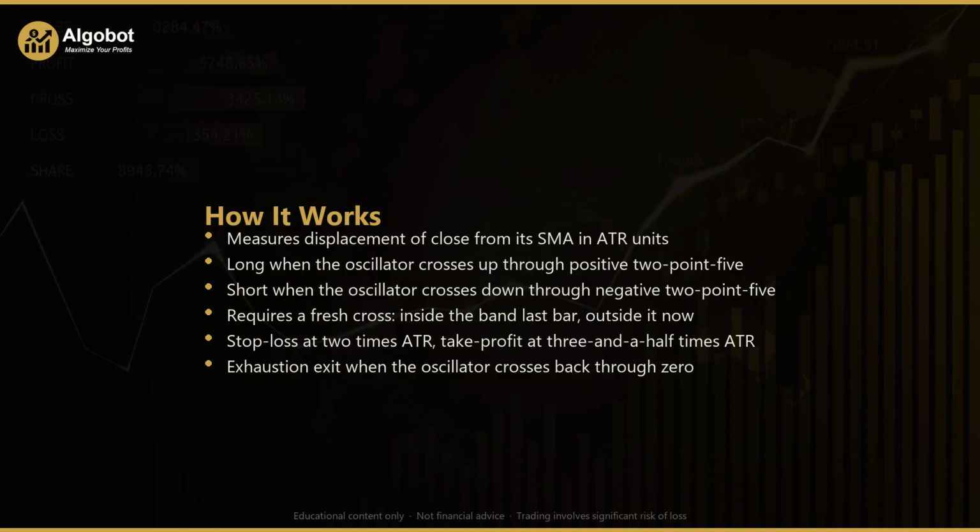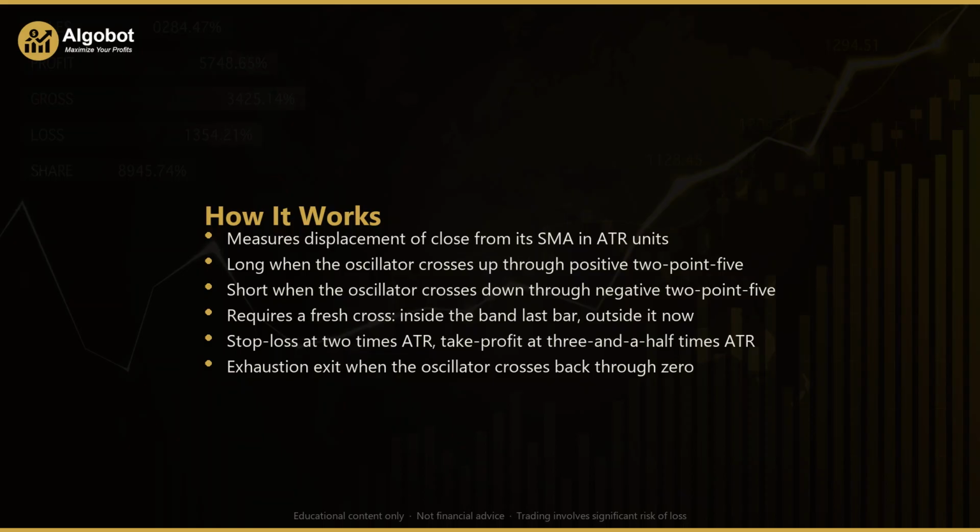Everything the strategy evaluates is done on the just closed bar, so signals are based on confirmed, non-repainting data. The expert advisor acts once per newly formed bar rather than reacting to every tick. On each new bar, it rebuilds the Pretty Good Oscillator. First, it computes a simple moving average of the closes over the basis period, which defaults to 21 bars. Then it computes the average true range over the ATR period, which defaults to 14 bars.